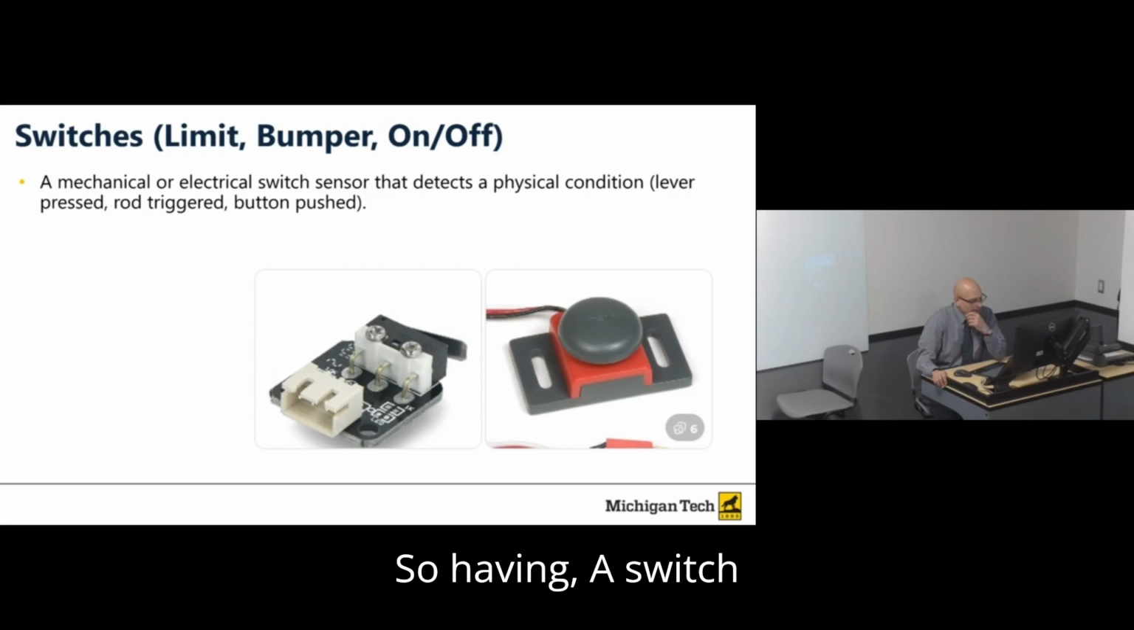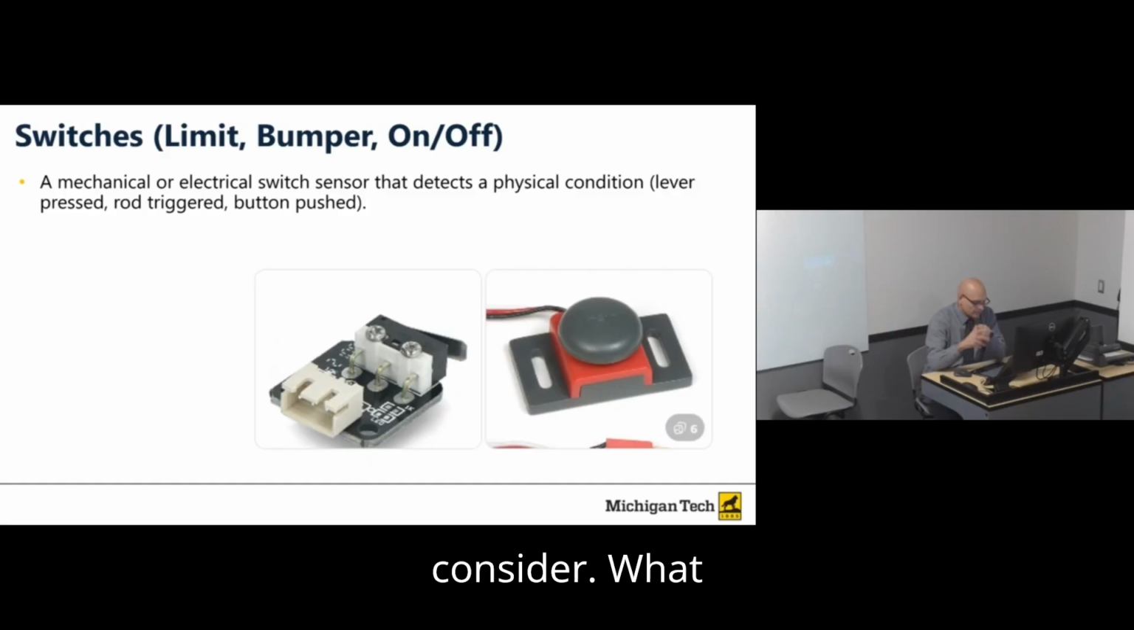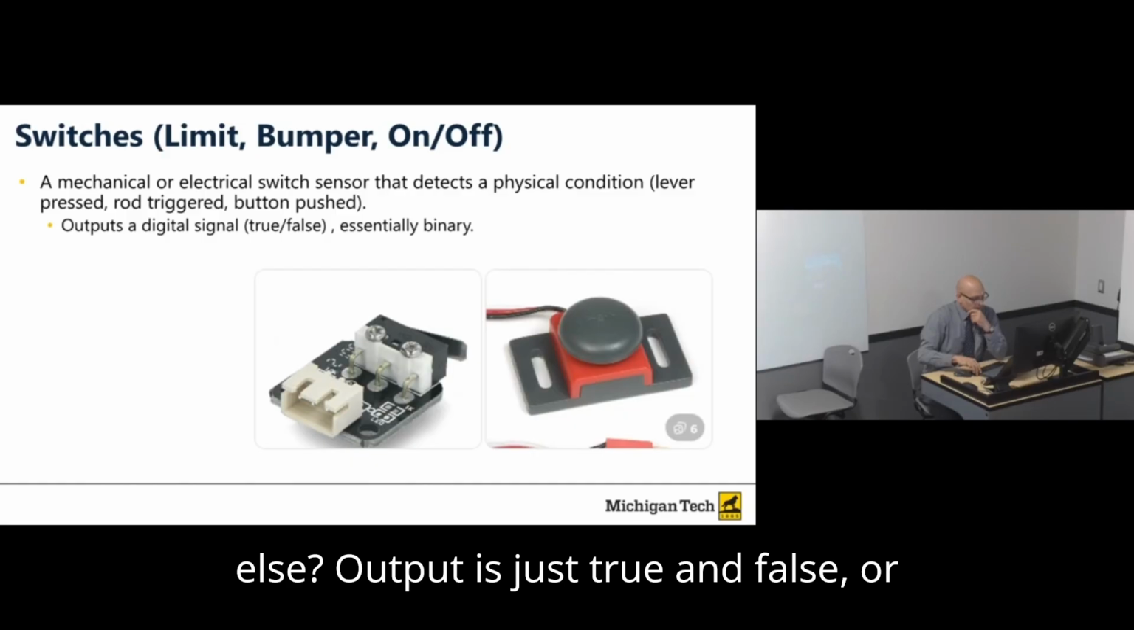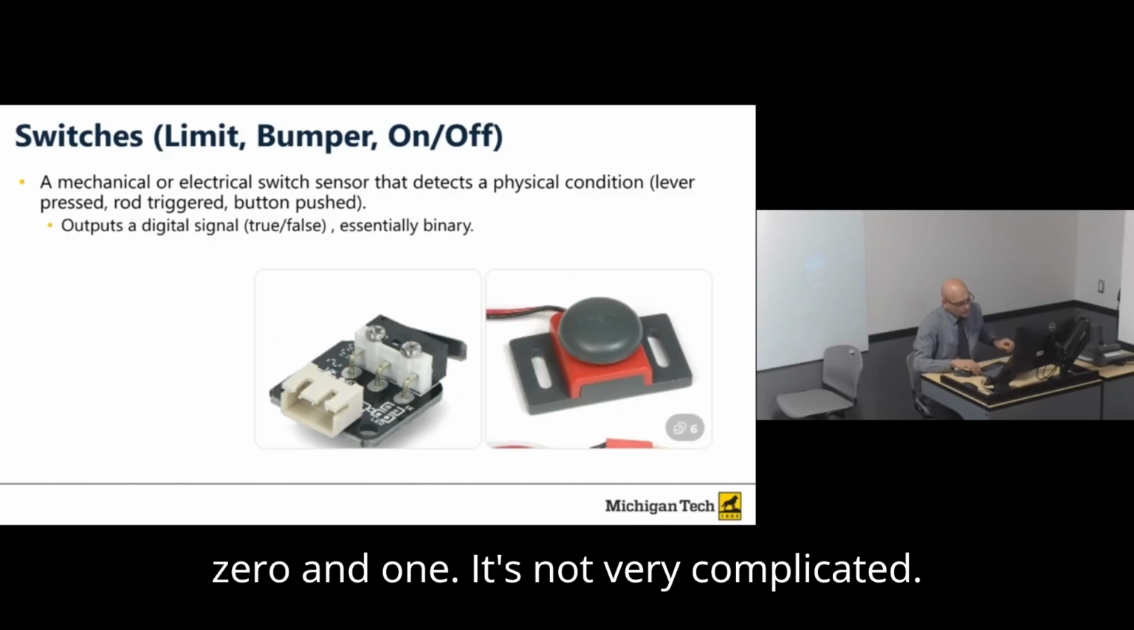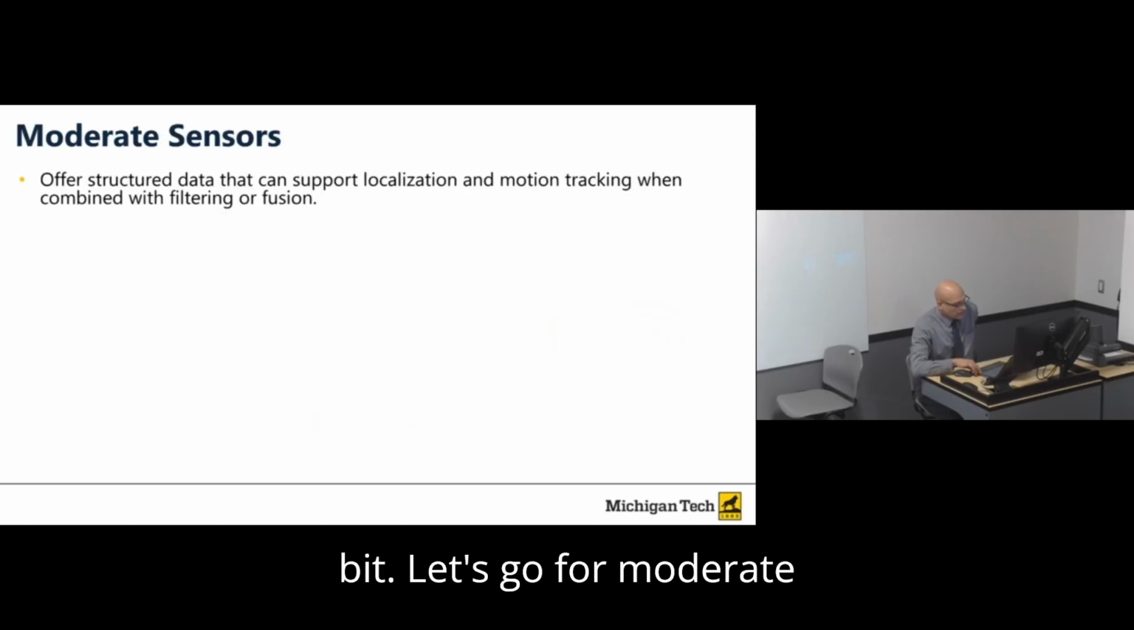Okay, so having a switch to turn the robot on and off, right now at least, is something that we need to consider. What else? The output is just true and false, or 0 and 1. It's not very complicated. It's easy to process. It's just a bit. Let's go for motion sensors.